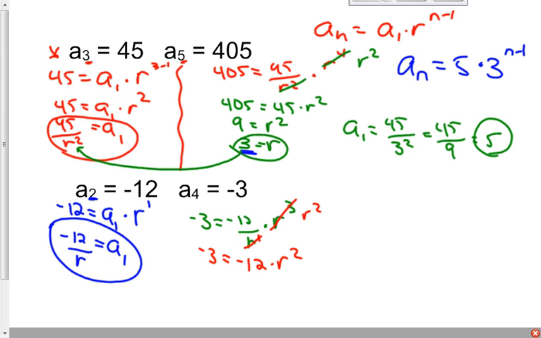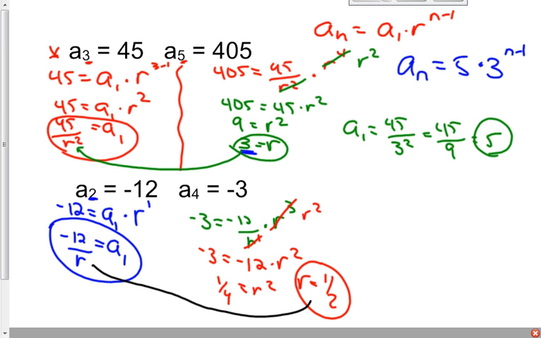Let's divide out the negative 12. I get 3 over 12, which is 1/4, equals r squared. And now when I square root both sides, r equals 1/2. Now let's take that 1/2 and back substitute. Negative 12 over 1/2. Dividing by a fraction, same as multiplying by the reciprocal. I get negative 12 times 2, negative 24. That's my answer for a sub 1.